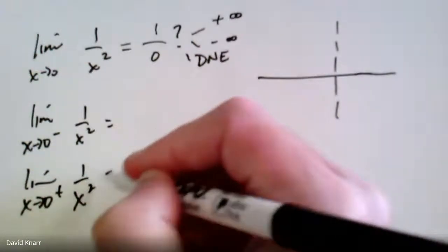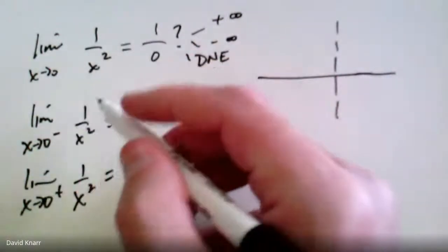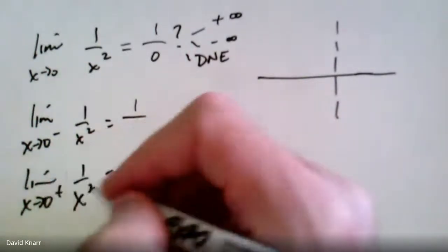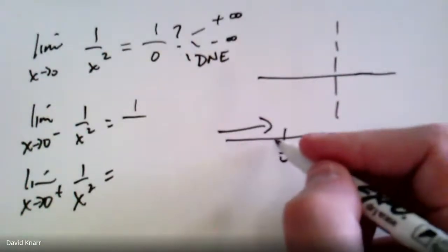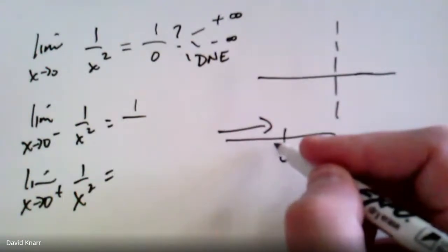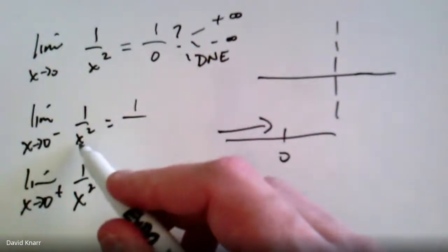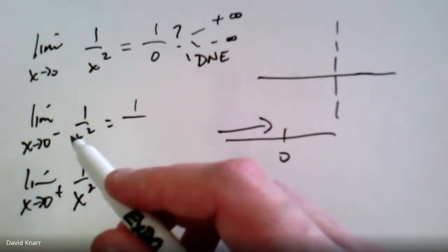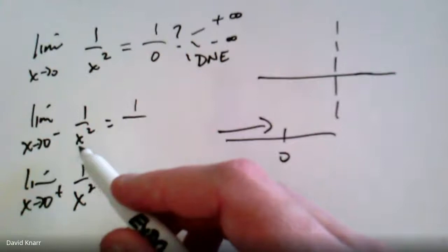All right, so let's try the limit as x goes to 0 from the left. From the left, okay, in the numerator, I'm going to get 1. In the denominator, well, if I look at my number line, here's 0. I'm approaching 0 from the left. So these numbers are negative. Okay, they're negative, they're really small. But when I take these negative small numbers and square them, it gives me a positive number, right? Negative times a negative is a positive. So this gives me a positive number that's really small.